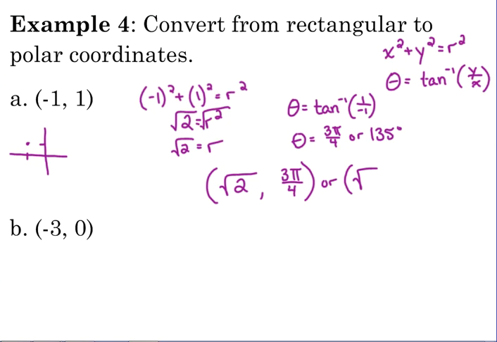And you would look at the instructions to see whether you need to express that in radians or in degrees. Those are the same point. Square root of 2, 3 pi over 4, square root of 2, 135. It just depends on whether it wants degrees or radians.